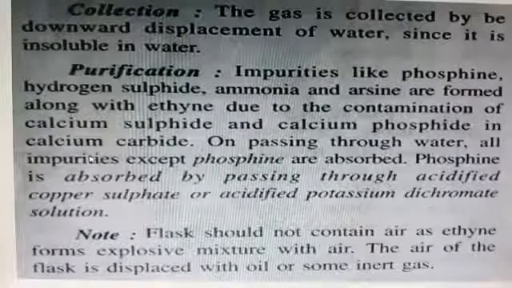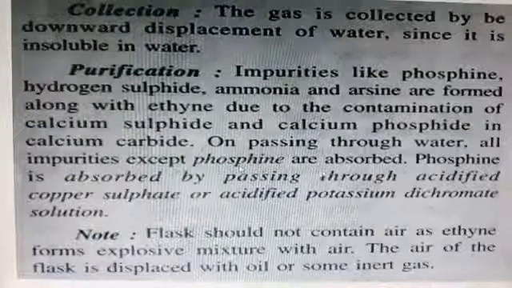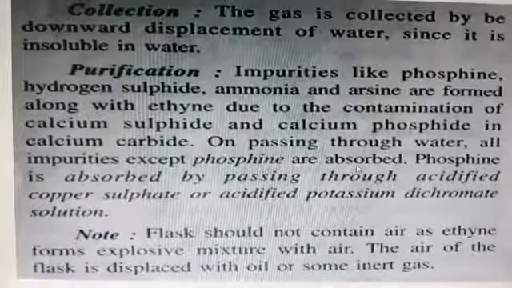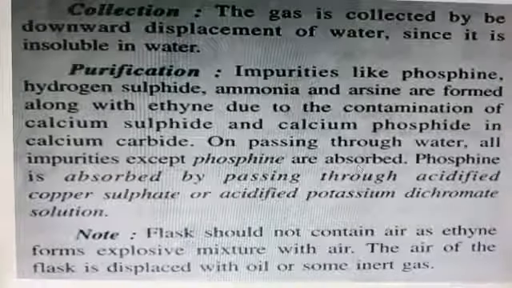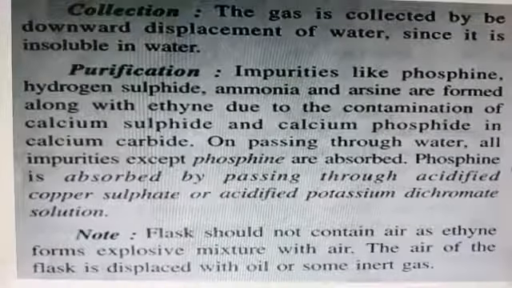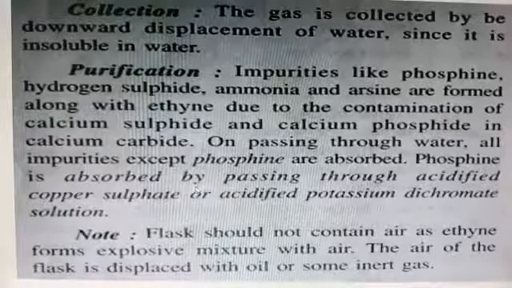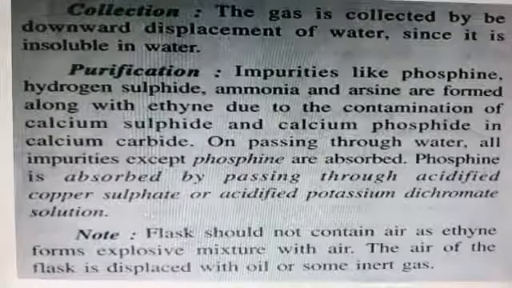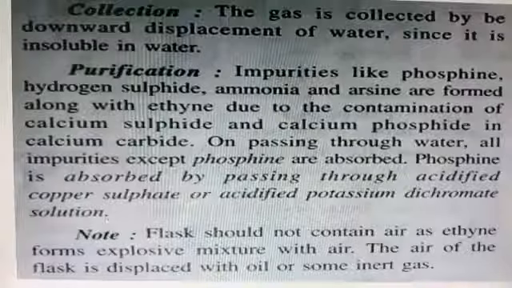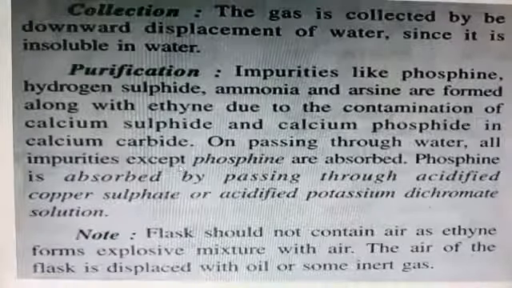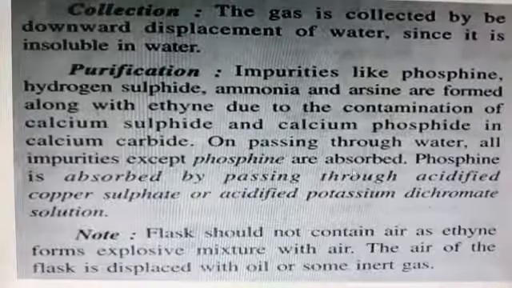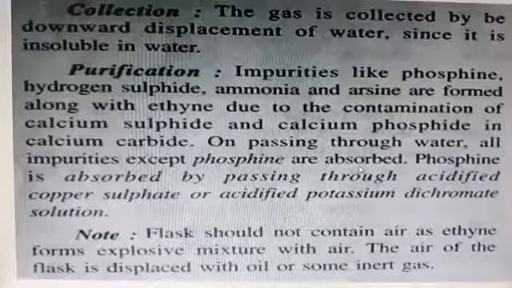As a result, on passing through water, all impurities except phosphine are absorbed. Phosphine is absorbed by passing through acidified copper sulfate or acidified potassium dichromate solution. So on passing through water, what happens? All impurities except phosphine are absorbed.